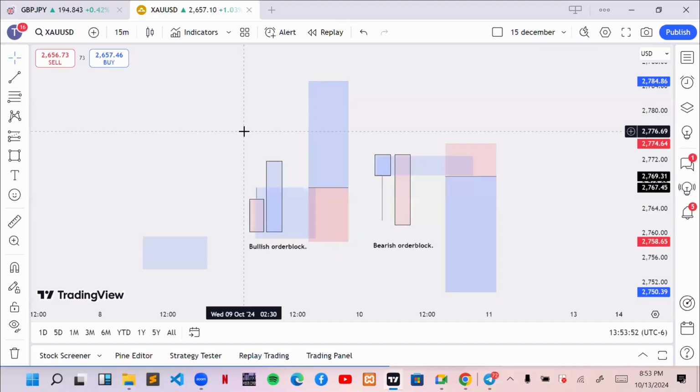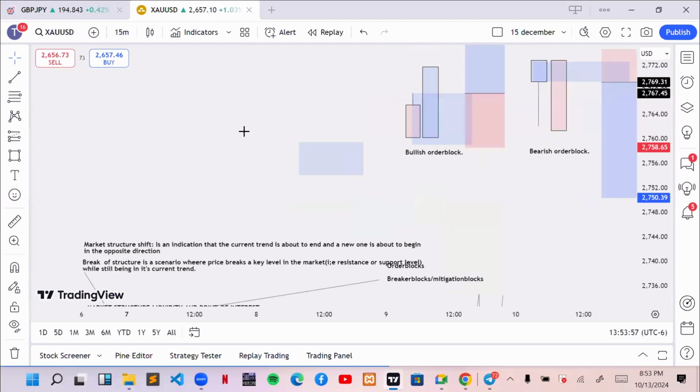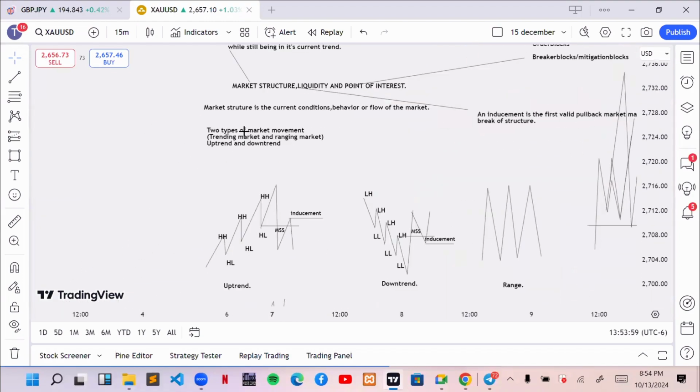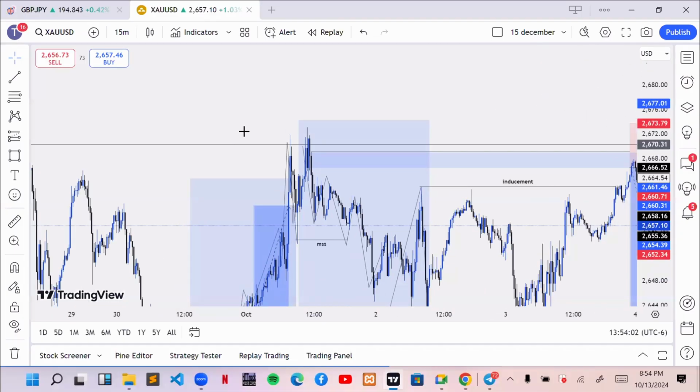I've talked about how to pick your order blocks, and how to pick them when there are candle wicks. Now we start to implement it on the chart. So let me go to one setup.